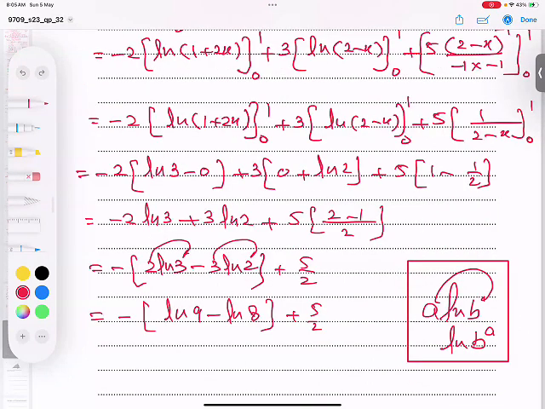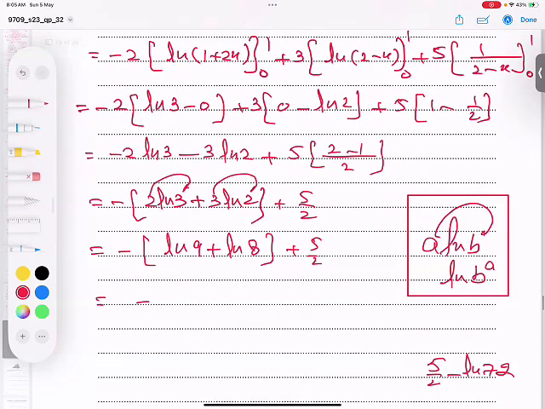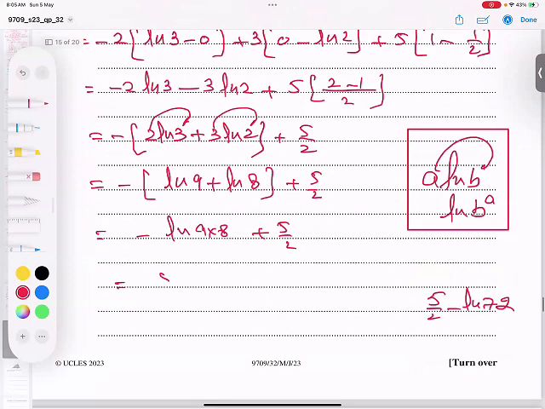Yes, students, you know, upper limit minus lower limit. When I plug in 1, I got this. When I plug in 0, I have to see this must be negative sign. So if this is a negative, so this is a negative. And I take negative, it becomes positive. And the question is over now because of this plus in the middle. So 9 and 8 multiply, which is 72. So 5 over 2 minus log of 72, proved.